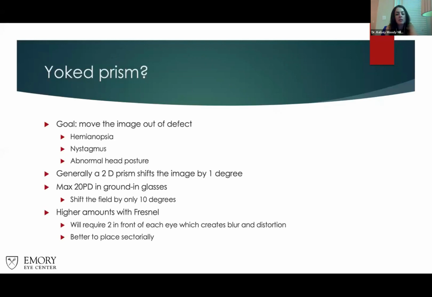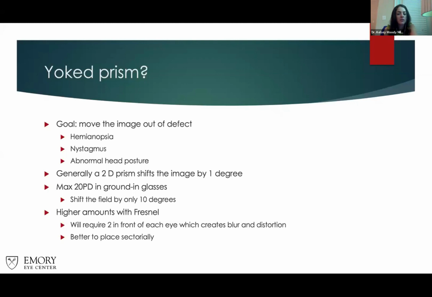So I saw also a lot of questions about yoked prism. For me, I see most patients with double vision, so I often don't do yoked prism for hemianopsias, although some of my low vision colleagues do, so it is something to consider. Often, we think about it for nystagmus, so sometimes I see patients in regards to that to try to yoke them out of their position of the nystagmus or an abnormal head posture.